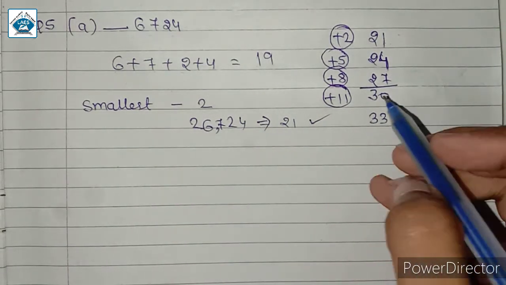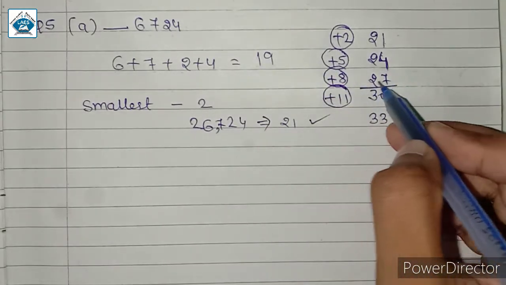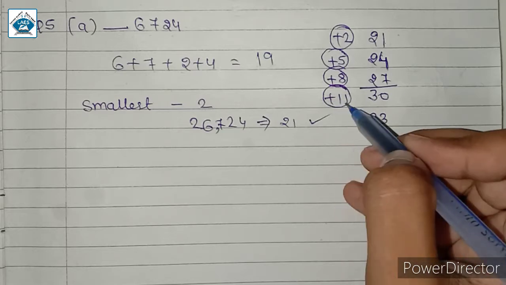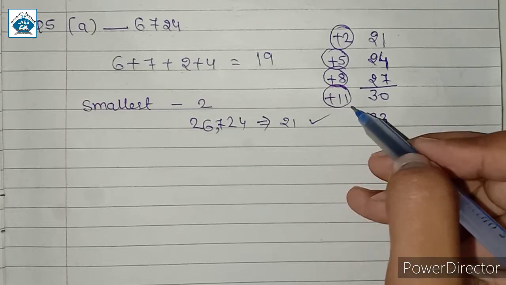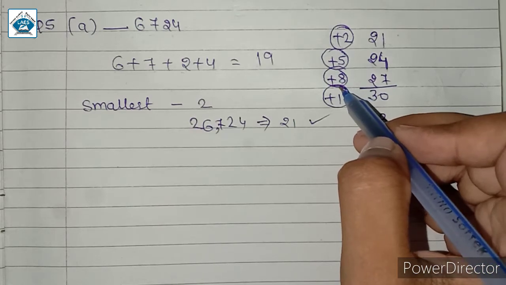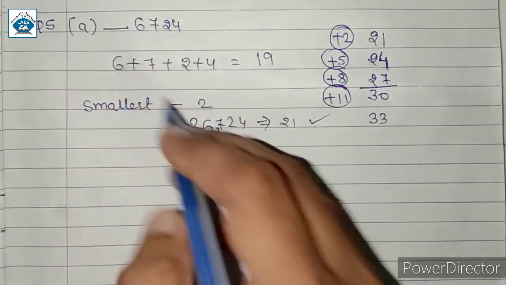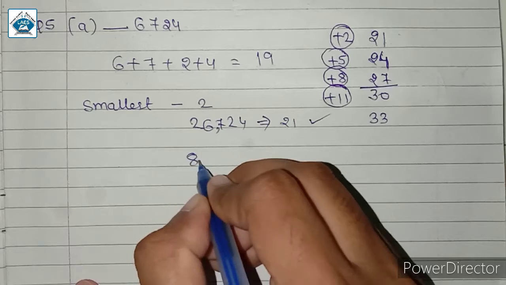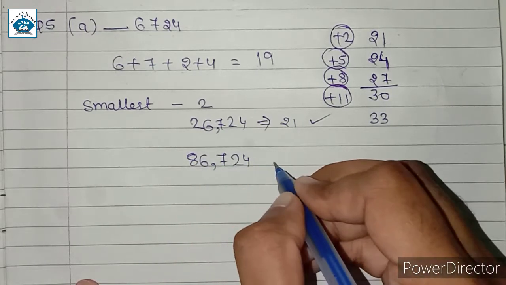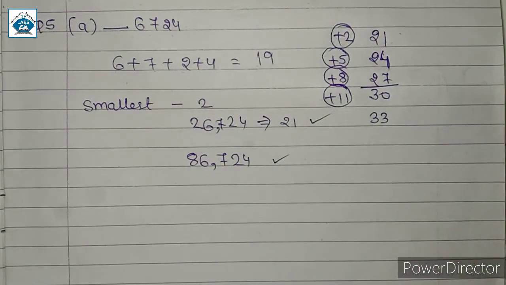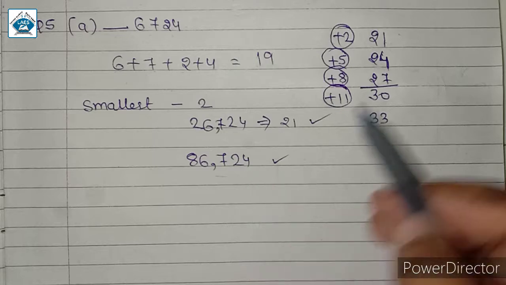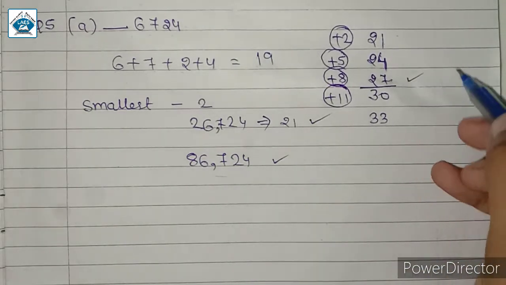Similarly, for making 19 into 27 we will add 8, that is the biggest number. After that we will not get a single digit, we will get double digit numbers. I mean, then here the single digit, the greatest digit that we can write in the blank space is 8. So 86724 is also divisible by 3, because when we add these 5 numbers, 8 plus 6 plus 7 plus 2 plus 4, we get 27, which is a multiple of 3.